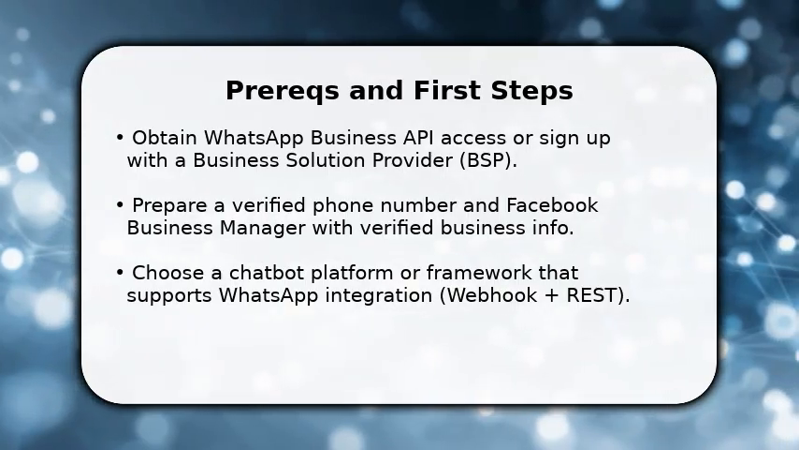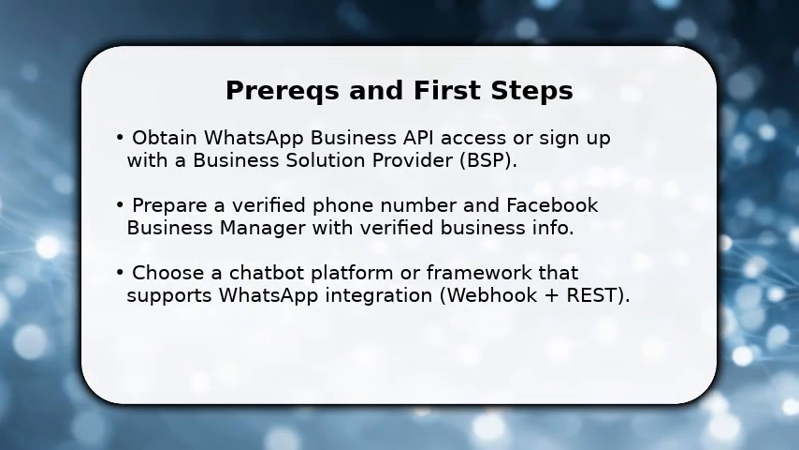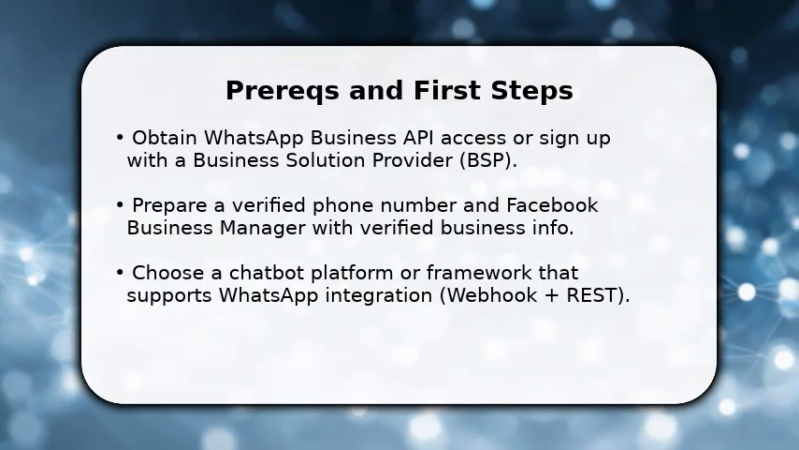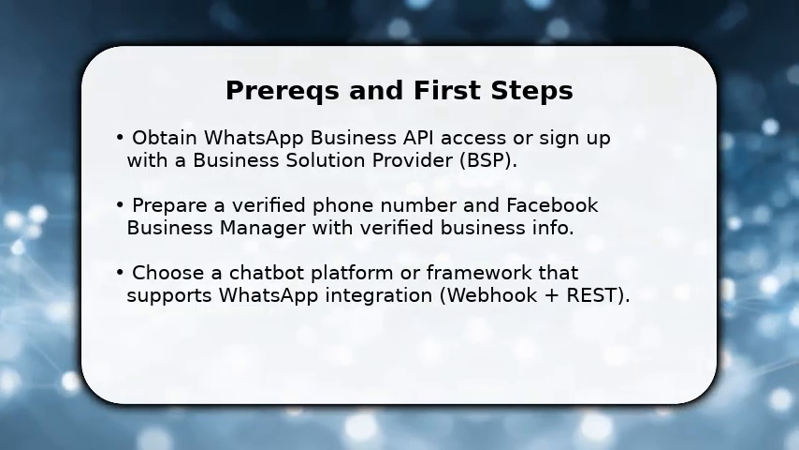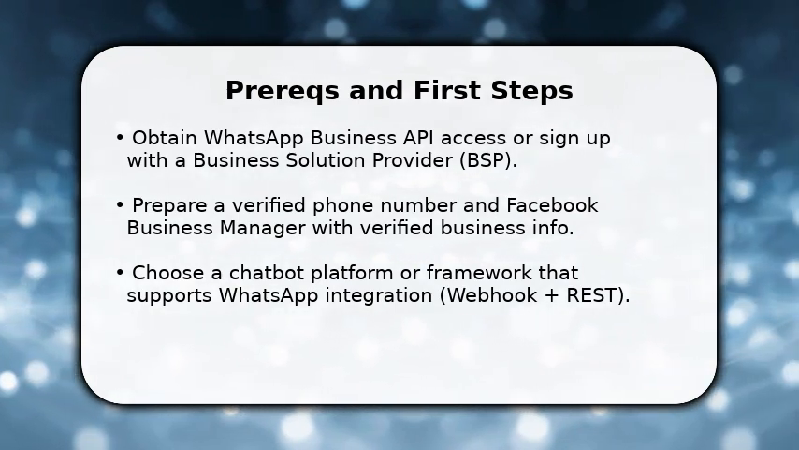Next, pick a chatbot platform or framework that supports WhatsApp webhooks and REST calls. Configure your environment. Set up a public HTTPS endpoint, obtain an SSL certificate, and store API keys securely. These steps let you begin linking messages to your bot in the next phase.